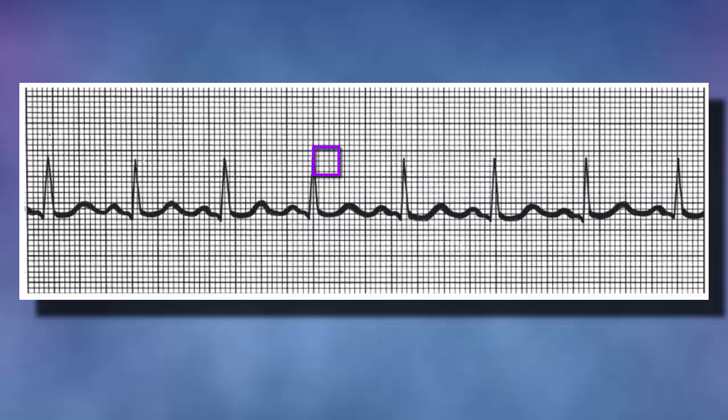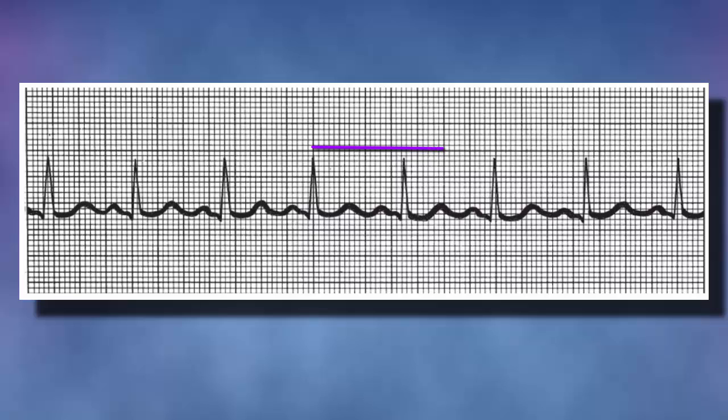And when you are working quickly and all you need is an estimation, you can work a little bit faster, and here's how you do it. If the R waves are 1 box width apart, then the heart rate is 300. 2 box widths and the heart rate is 150. 3, the heart rate is 100. 4, the heart rate is 75. And 5 box widths apart, the heart rate is 60.